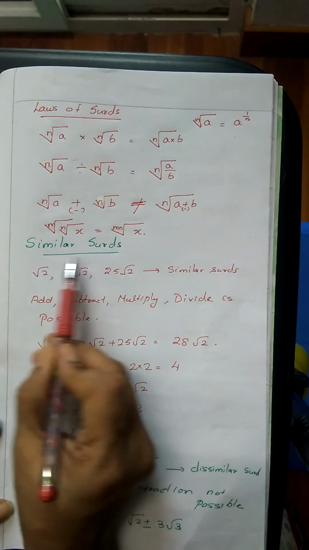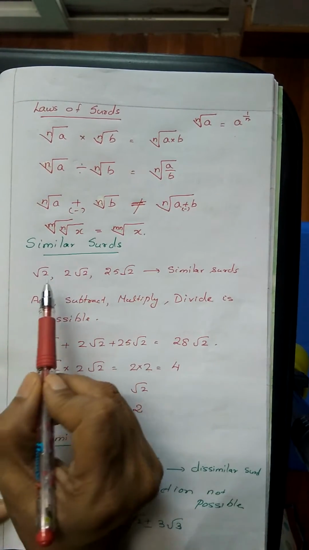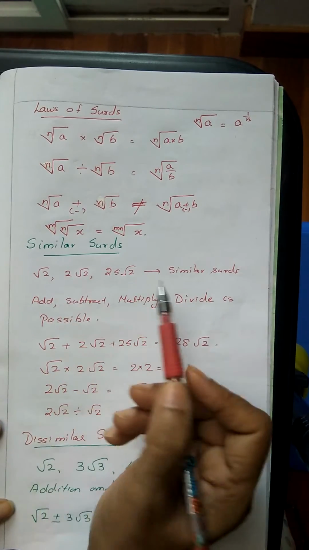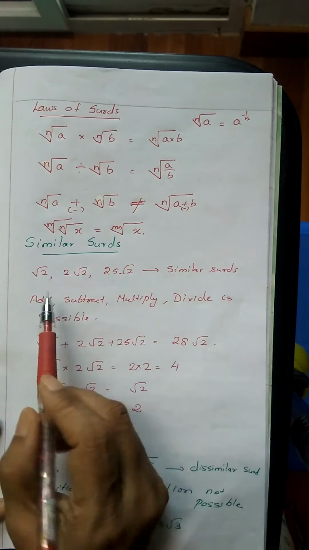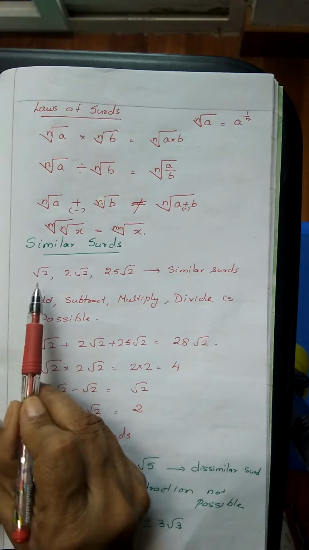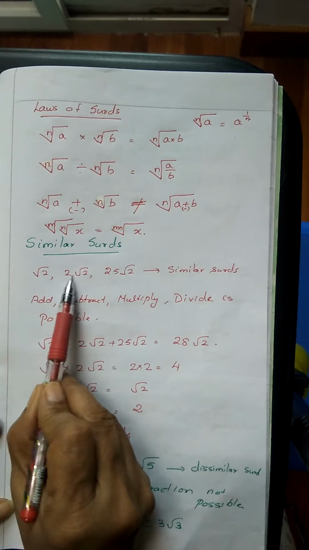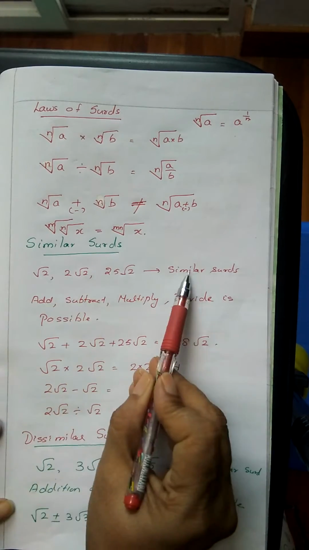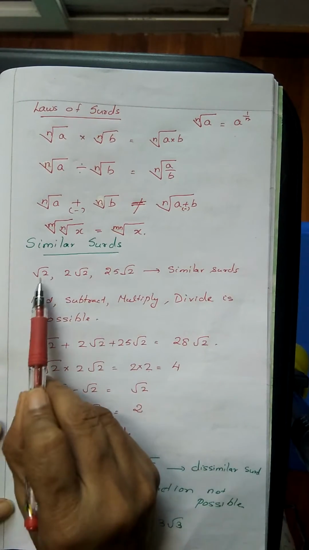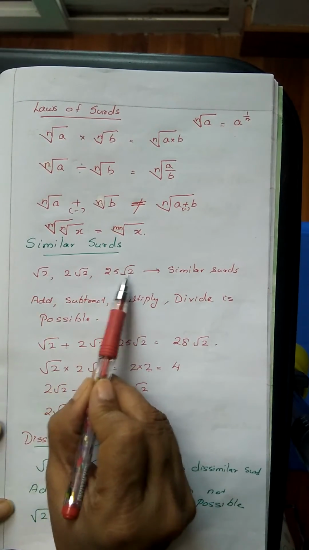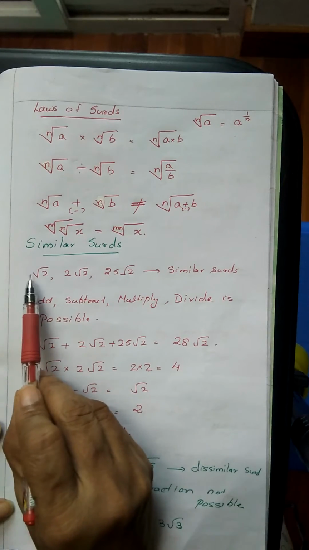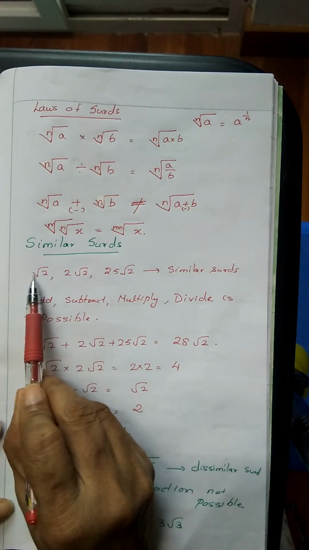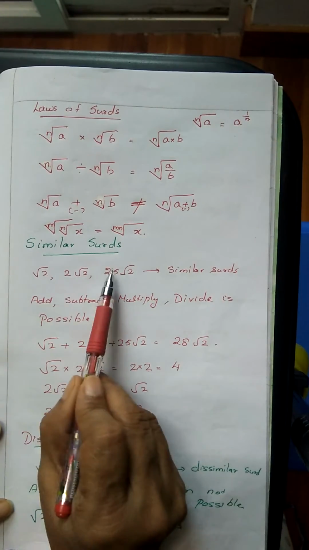Now coming to similar surds. You can add or subtract only with similar surds. So we have to understand what a similar surd is. That is root 2, 2 root 2, 25 root 2. These are called similar surds. The same irrational number, but the coefficient can be different. So you can add them: 25 plus 2 is 27, plus 1 is 28.